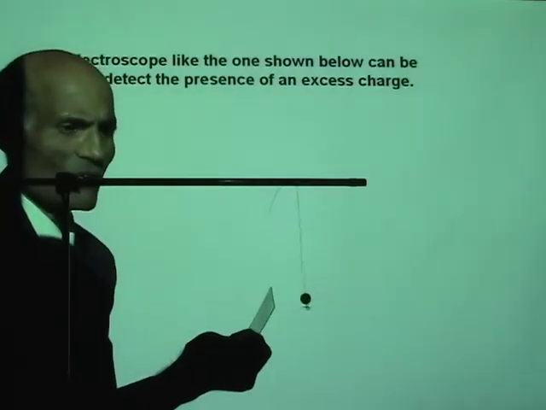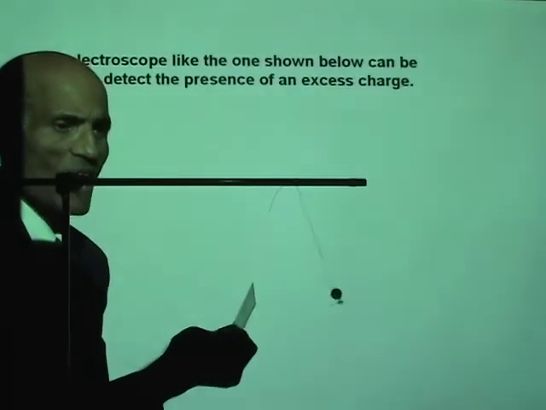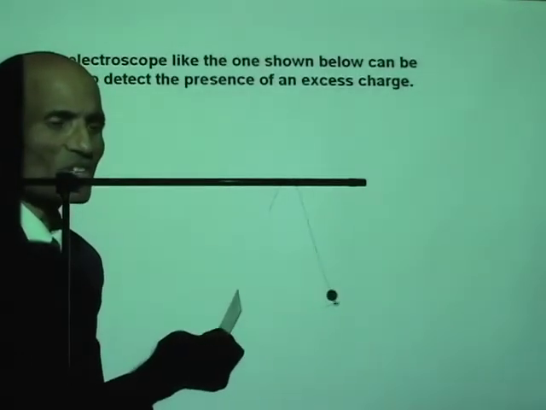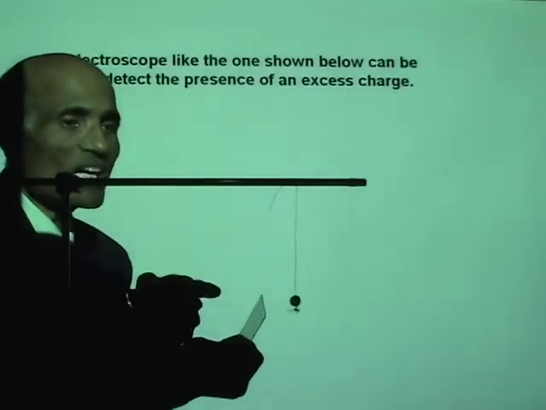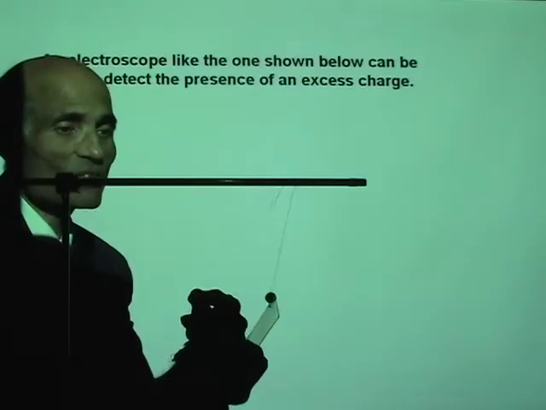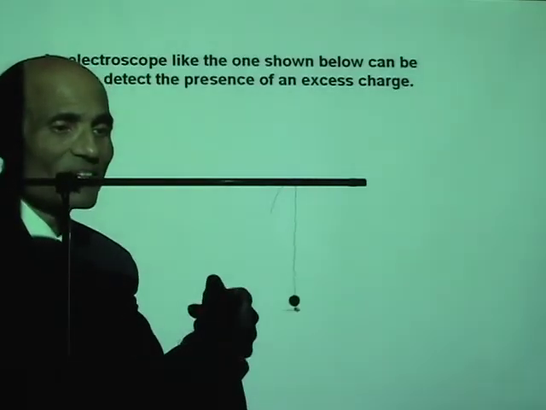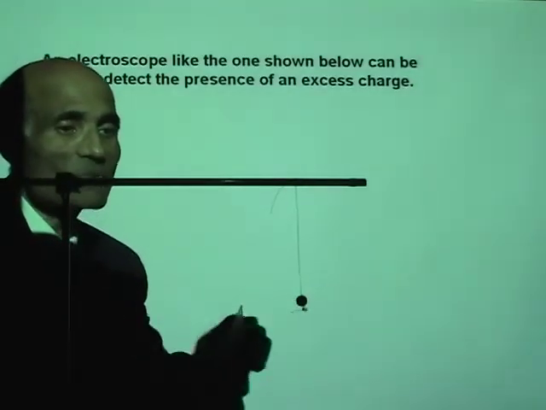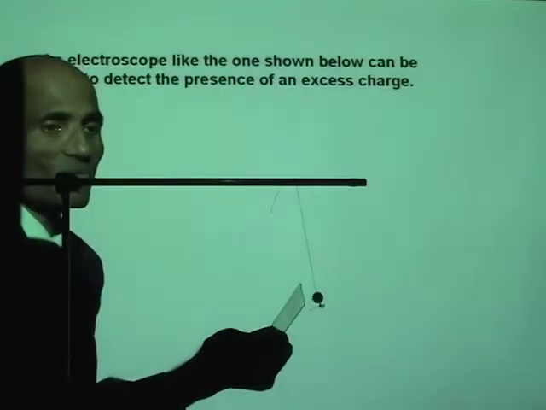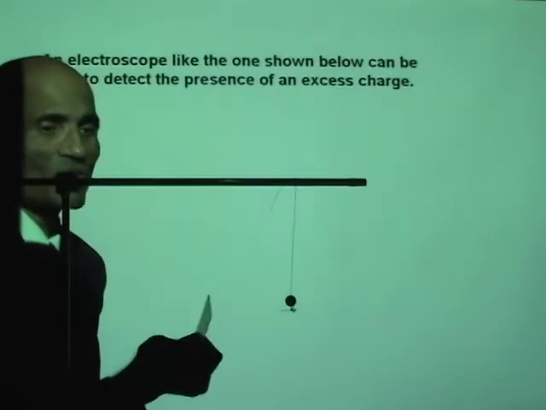You see? Well, why is this now going away? If you notice, what I'm holding is a negative charge, and when it came and touched, it obtained some negative charge, and now the negative charge and the negative charge are repelling. You see, when I take it, it goes away.